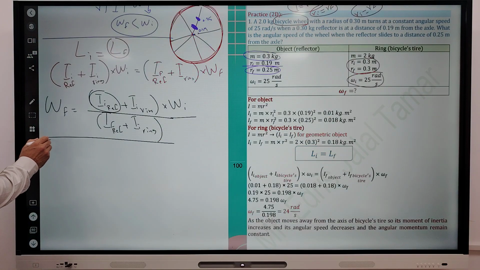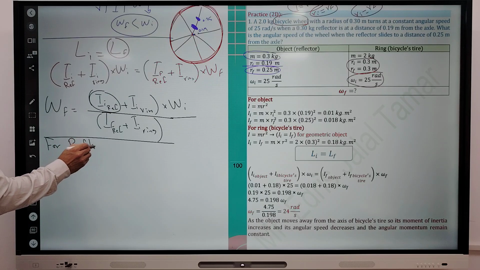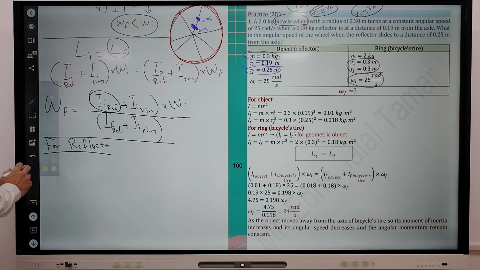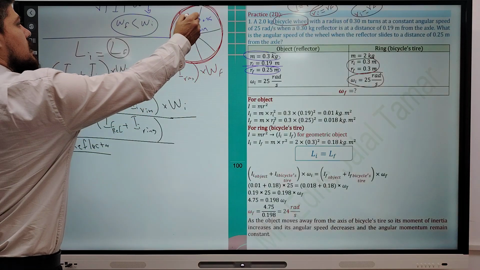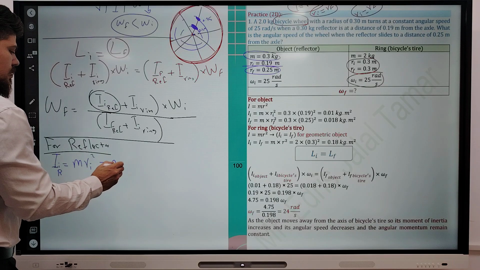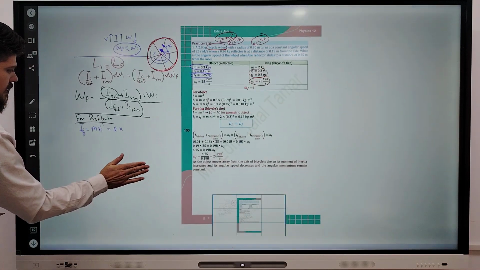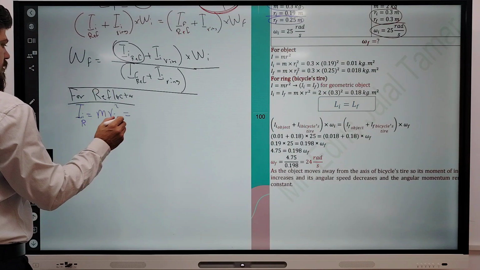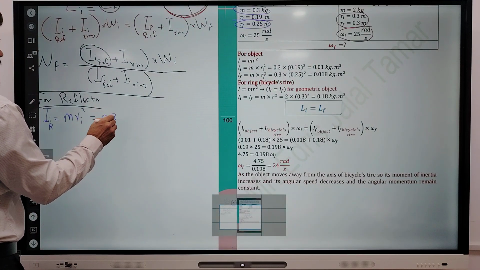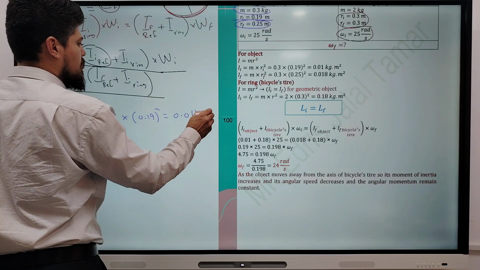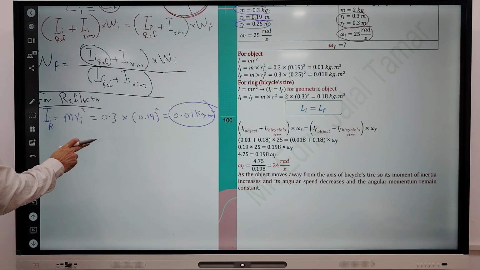So now we have to find the moment of inertia for the reflector and for the ring. For the reflector, at first it is at a distance of 0.19 meter from the axle. So the initial moment of inertia for the reflector is, because the reflector must be considered a point mass, m r initial square, which is the mass of the reflector, 0.3 times 0.19 square, equal to 0.01 kilogram meter square. This is the initial moment of inertia for the reflector.